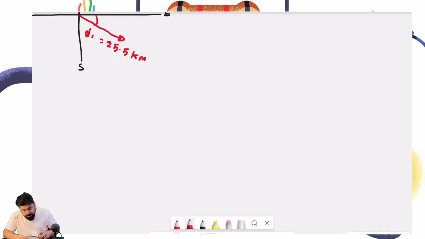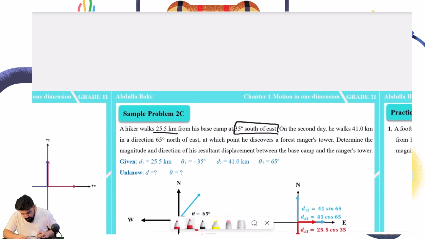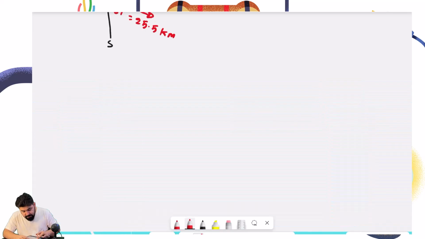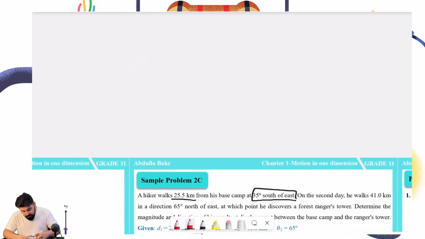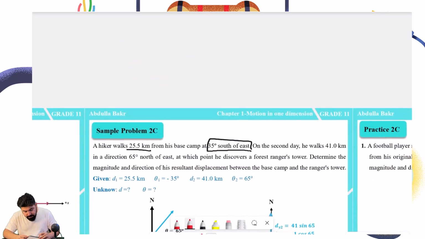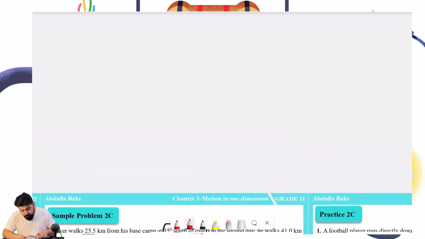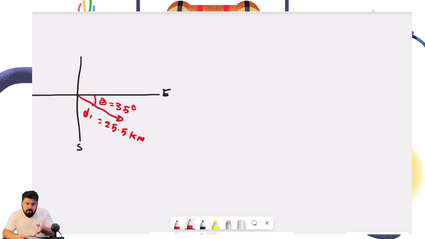Okay, guys? Now, let's move on to the second one. And the angle is equal to 35. Let's not forget that. So the angle is equal to 35. Okay, now, let's move on. It says he walks 41 kilometers in a direction of 65 north of east. Let's draw the second one. You can draw it here on the same coordinate system. It's up to you, but I prefer this way.